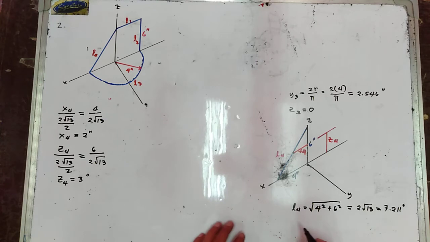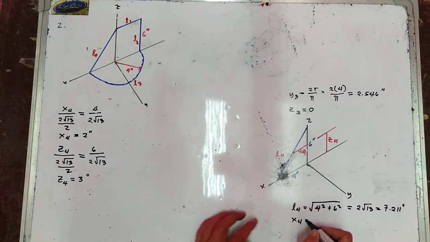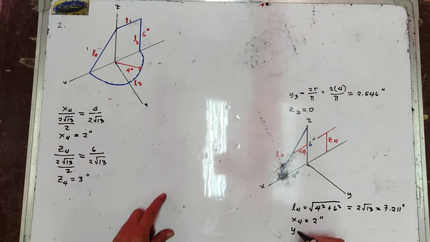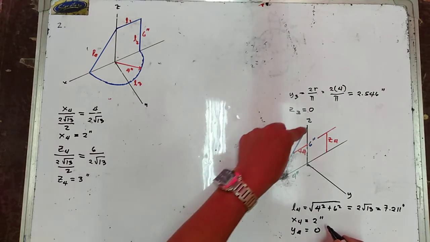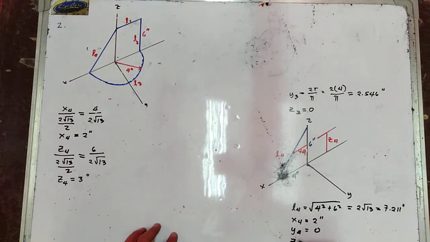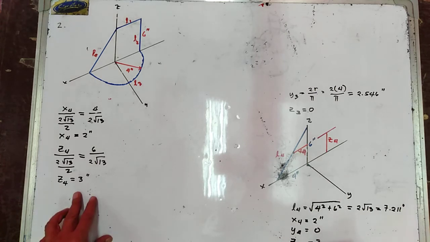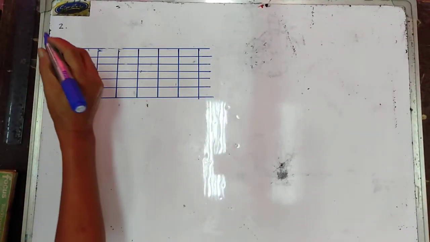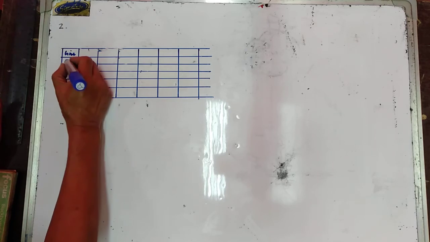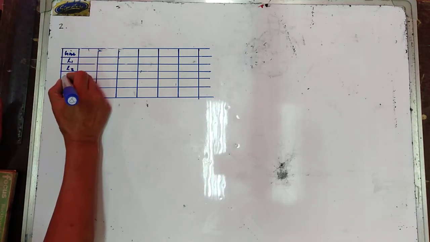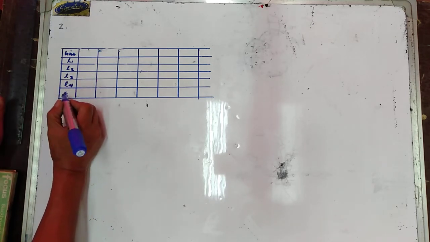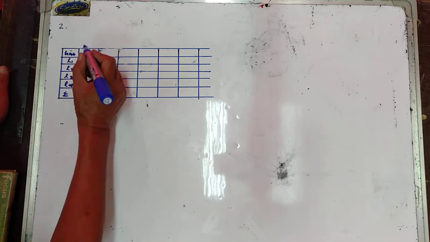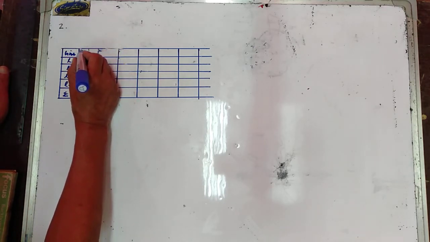Let's go back. L4. So we have your x of 4 is equal to 2 inches. Your y of 4 is equal to 0, because this is only on the xz plane. And then your z of 4 is equal to 3 inches. Again, let us try to tabulate the result. So we have your lines L1, L2, L3, L4. So we now have the summation. We have your length in inches.